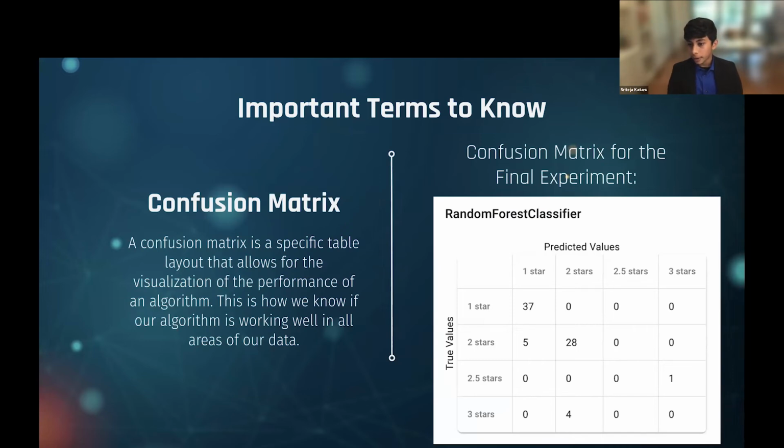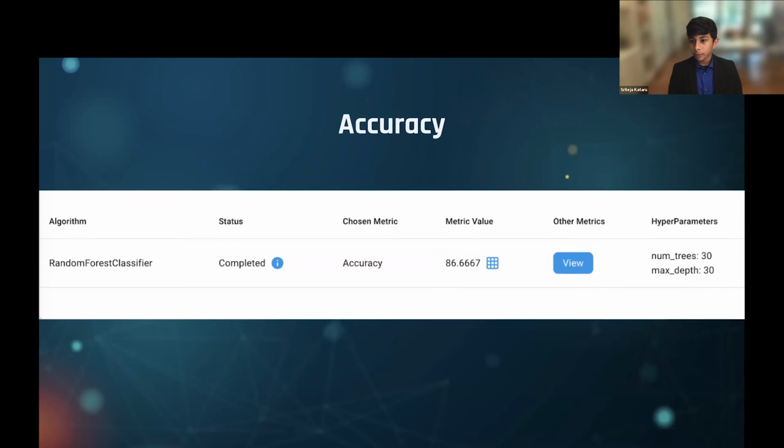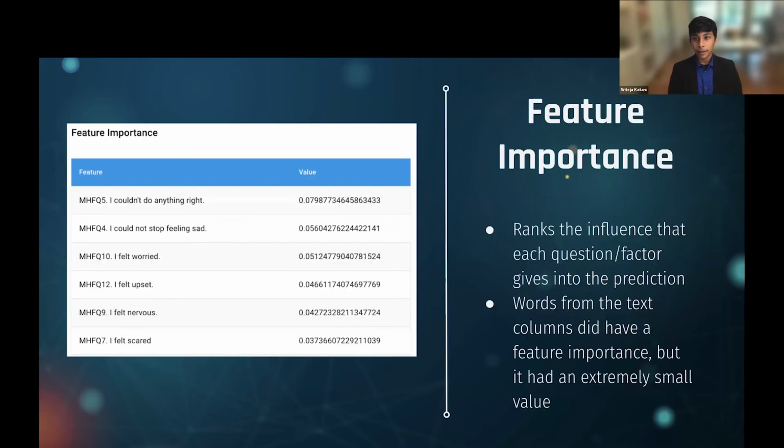But then we see 2.5 stars, there's nothing. That's because the data didn't really provide that much 2.5 star data. So then the accuracy came out to about 87%, which is pretty good for an unpredictable kind of scenario like mine. And then feature importance. This ranks the influence that each question or factor gives into the prediction. And words from the text columns did have a feature importance, but it has an extremely small value. And these feature importances are kind of random at times.